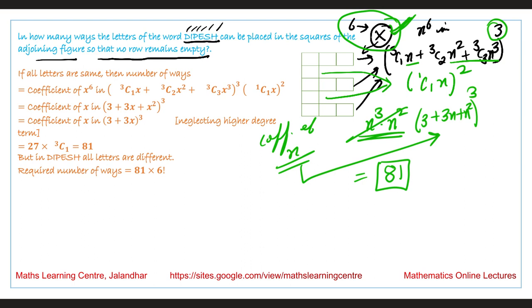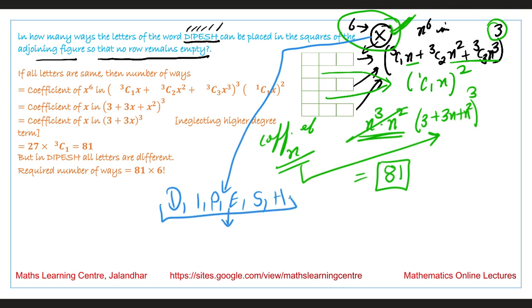Now in place of this x, we have D, I, P, E, S and H. These 6 letters can themselves be arranged in 6 factorial ways.